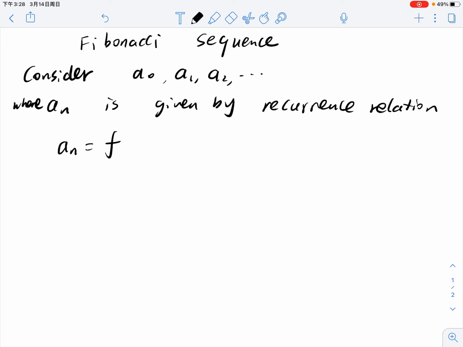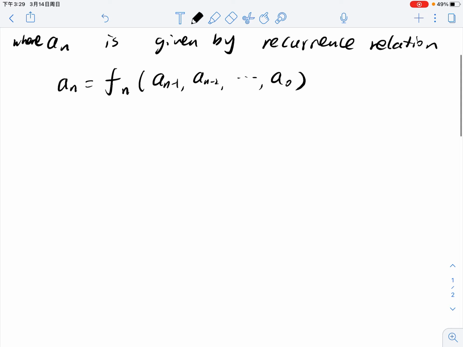The most general form is An is Fn of An minus 1, An minus 2, all the way to A0. Here Fn can be arbitrary functions. The only important thing here is that An can be uniquely determined by the previous items. Then a natural question is, can we give a closed formula for An, which means a function depending on n, not on the previous data.